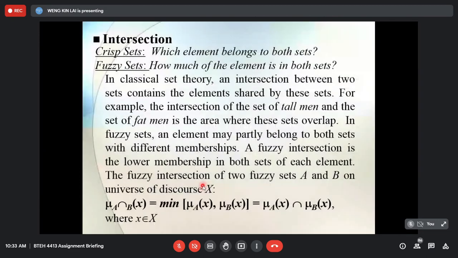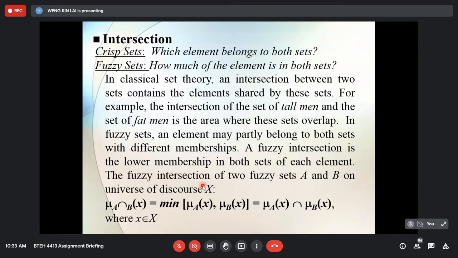Intersection, which set belongs to both sets? But of course, using fuzzy, you're no longer asking which element belongs to both sets. You're asking how much of the element is in both sets. There's a degree of membership now. So in your classical set theory, an intersection between two sets contains the elements shared by these sets. For example, the intersection of a set of tall men and the set of fat men is the area where these two sets overlap, so you want to see how many tall men are also fat.